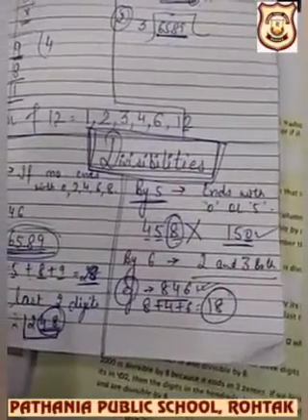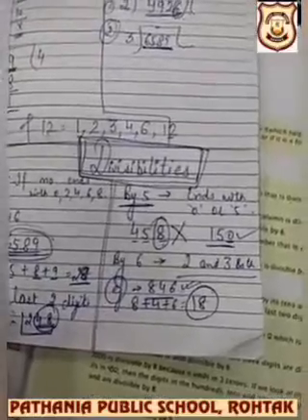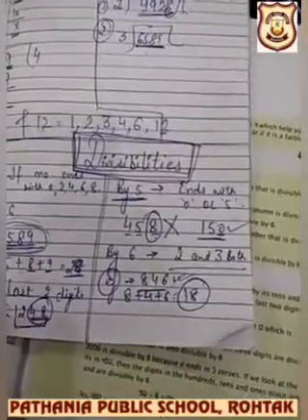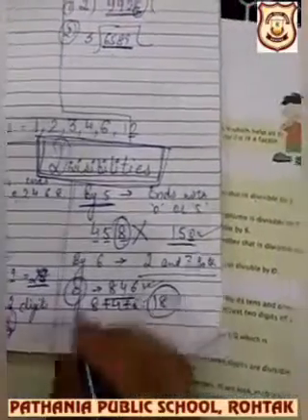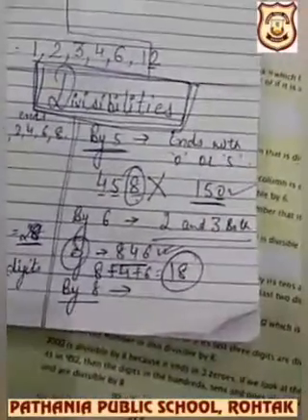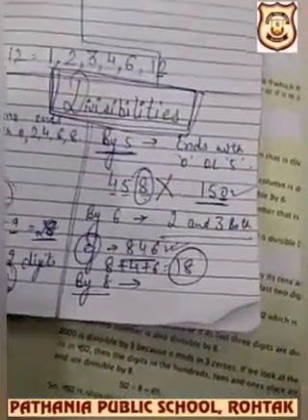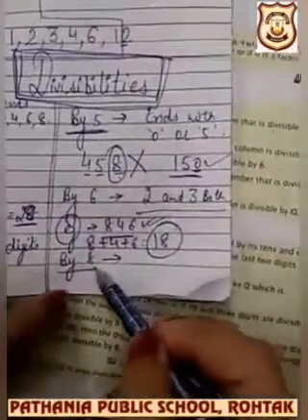But if any number is divisible by only one of them, either 2 or 3, then that number is not divisible by 6. Clear? Next is divisibility of 8. Now you must be thinking, ma'am, I have not done divisibility of 7. So we'll do divisibility of 7 later on. Clear? So, divisibility of 8.